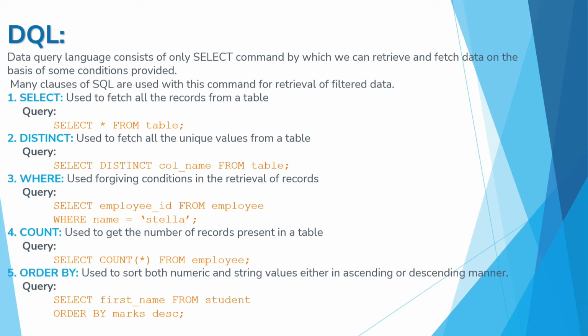Next, ORDER BY. Use it to sort both numeric and string values either in ascending or descending manner. Its sample query is SELECT first name FROM student, where student here is the table name, ORDER BY marks DESC. This here indicates descending order. Here we are ordering the student names on the basis of their marks in descending order.